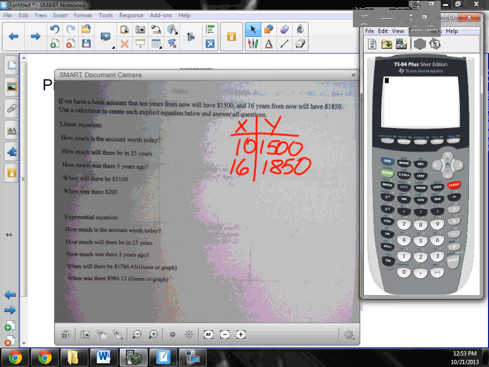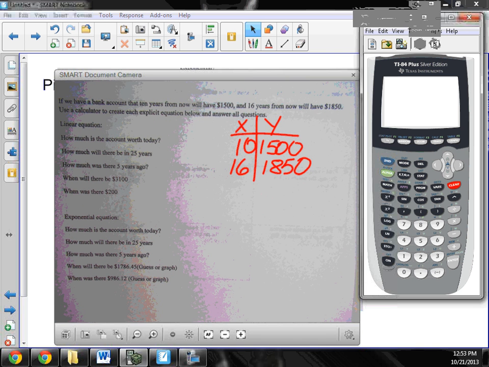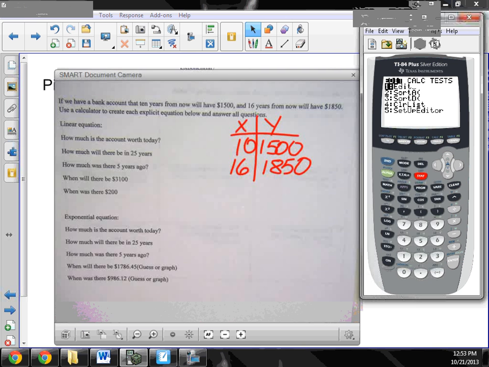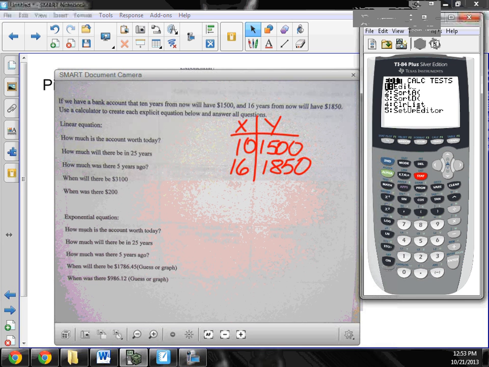All right, so everybody push the stat button. It's right underneath the delete key. Now you see edit, calc, and tests. Tests is for a statistics class. We'll never use it. But edit is where you enter information, and calculate is where you create equations.